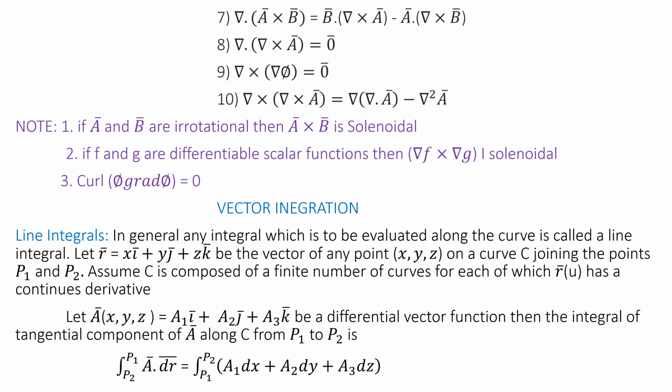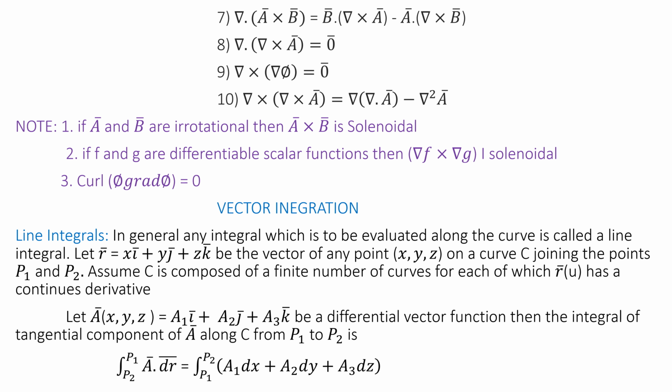Point 7. Del dot (a bar cross b bar) is equal to b bar dot (del cross a bar) minus a bar dot (del cross b bar). And point 8 is del dot (del cross a bar) is equal to 0. Okay, del dot del cross a bar is always 0. Okay, and point number 9, del dot del phi is del square phi, that is the Laplacian function we have seen already. Okay, point number 10, del cross del cross a bar can be written as del of (del dot a bar) minus del square a bar.